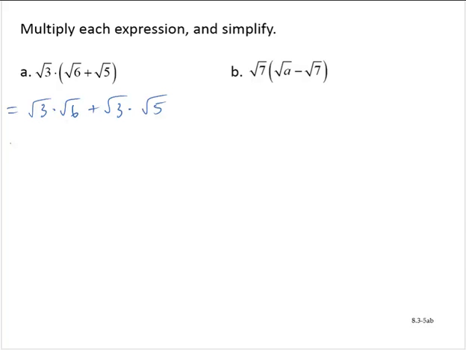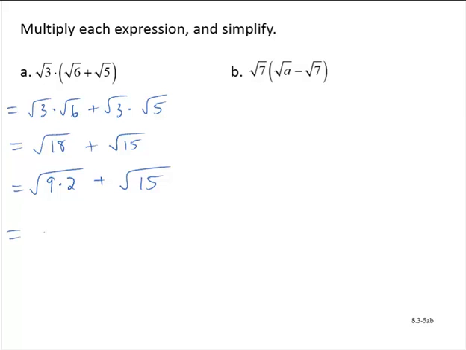Square root of 3 times the square root of 6 is the same as the square root of 18. The square root of 3 times the square root of 5 is the square root of 15. Now we want to check these to see if we can simplify them. Now 18 has a perfect square factor of 9. So I can rewrite the square root of 18 as the square root of 9 times 2. Square root of 15 doesn't have any perfect square factor, so I will leave it alone.